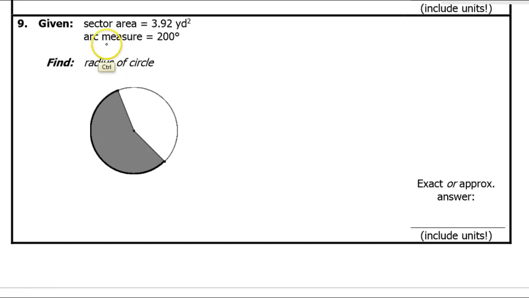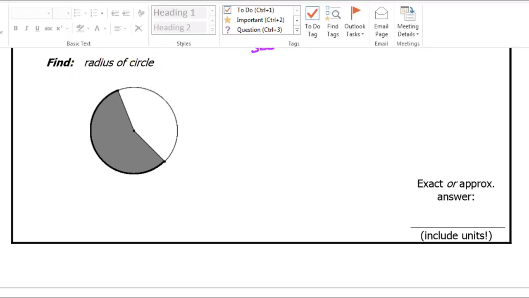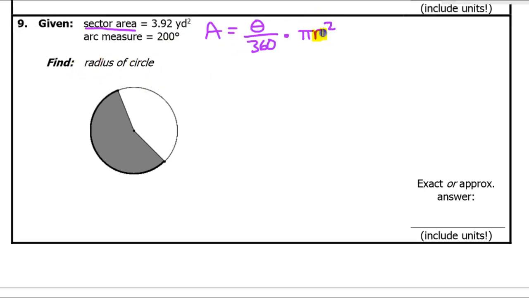All right, number 9 is still dealing with sector area. I see it right there. So I'm going to start by writing down the sector area formula. Area of a sector is always going to be some fraction of the whole area. So we're being asked to find the radius. So this is what we're trying to solve for right there. So I need to get rid of everything else. Oh, also, we must be given the sector area and theta.